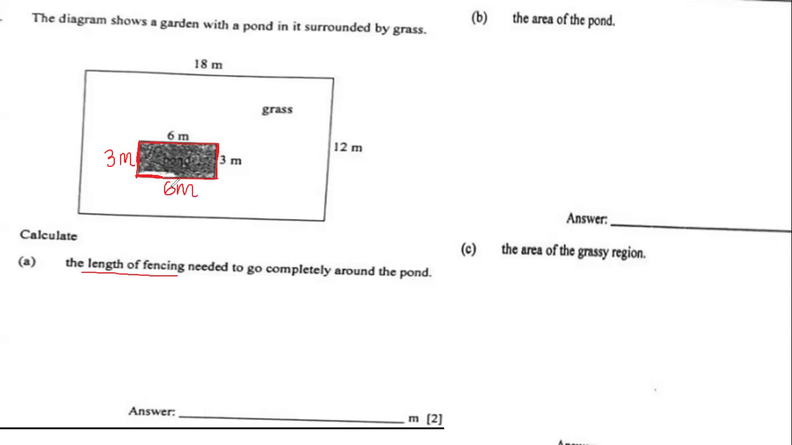All right. Okay, so we want the length of fencing to go completely around the pond. So that means we need to find the perimeter of the pond. And perimeter is the distance around a shape. So length of fencing, that means we have to add them, right? By the way, make sure I draw this particular diagram.